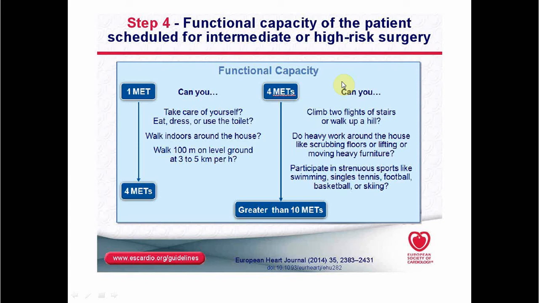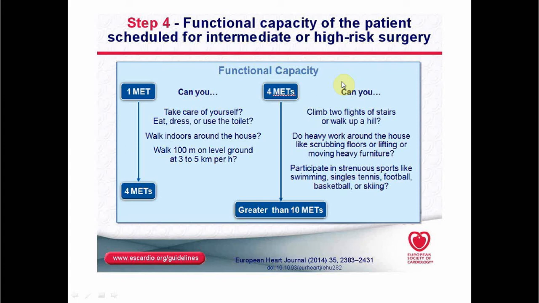And functional capacity of the patient is measured and expressed in the form of MET, metabolic equivalent, and each one MET equals the basal metabolic rate of the patient. Functional capacity and METs of the patient can be measured objectively using stress testing like stress ECG, but we can also roughly and subjectively measure the functional capacity of the patient.